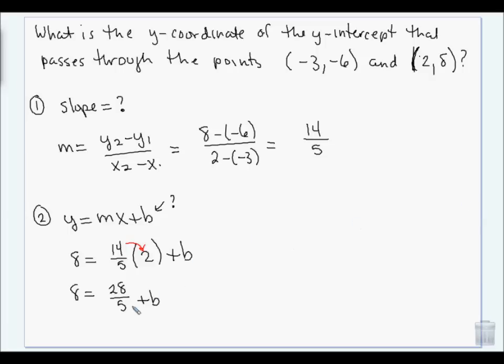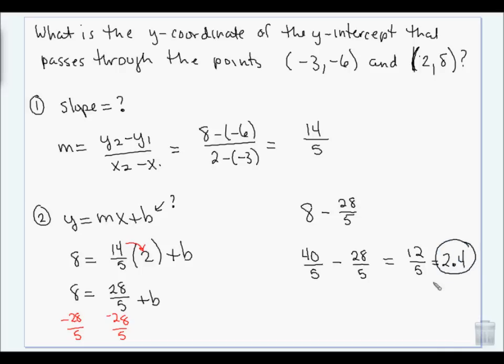And then I'm going to subtract 28/5 from both sides. Now, do that over here. 8 minus 28/5. In order to do this, I need 8 to have a denominator of 5. So I multiply 8 times 5 and I get 40. So I'm going to get 12/5, which is 2.4. So as you can see, we were close.